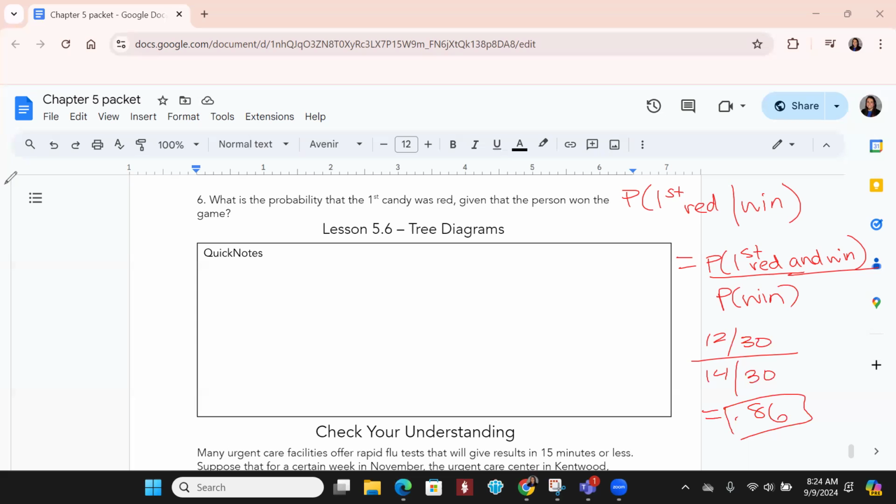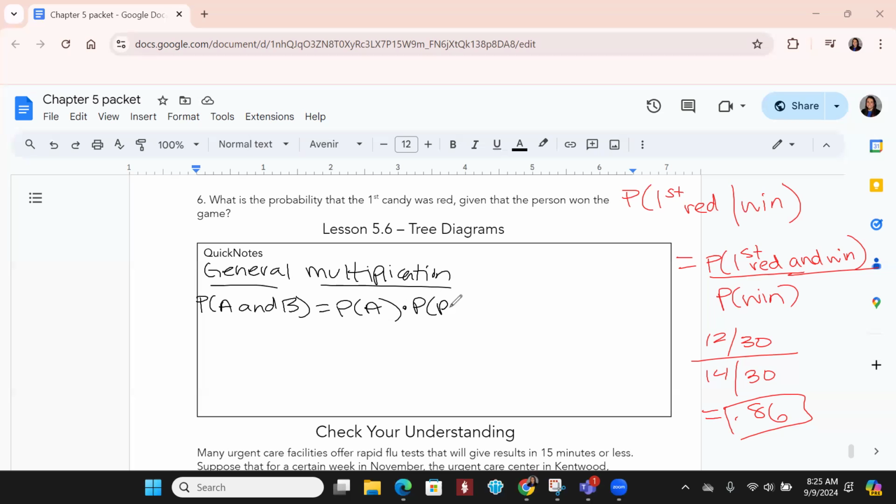So let's talk about what we just went over. We went over general multiplication, which we've kind of seen before so far: the probability of A and B is equal to the probability of A times the probability of B. Again, if we're saying "and," it's going to be multiplying. If we say "or," it's going to be adding.